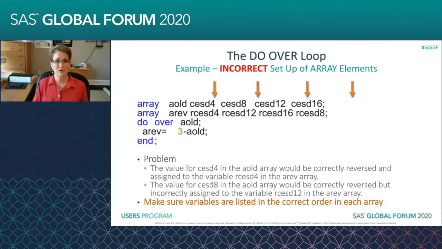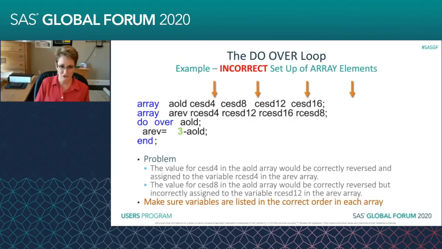But here is what I wanted to show you, that things need to be lined up. Here, the issue is, if I wanted to create new variables and reverse, because I want to maintain my original scale, so now I'm creating RCESD4, RCESD12, RCESD16, and RCESD8. But you'll notice these are in different orders than the array A old. What this is going to do is correctly assign the reversed value for CESD4, but it's going to incorrectly assign the reversed value of CESD8 to RCESD12, and the incorrect value of reversed CESD12 to RCESD16, and the incorrect value of CESD16 reversed to RCESD8. So things are not in the correct order.